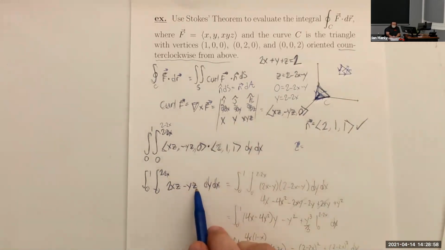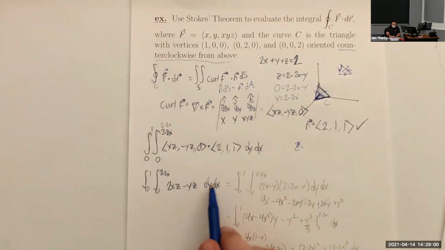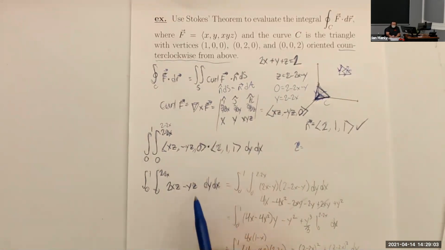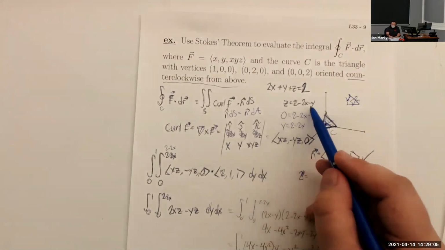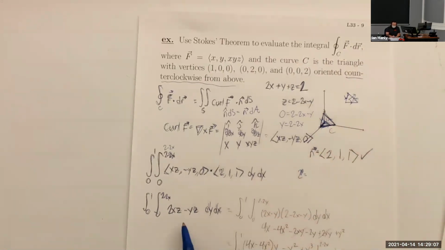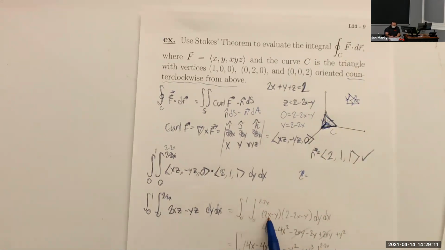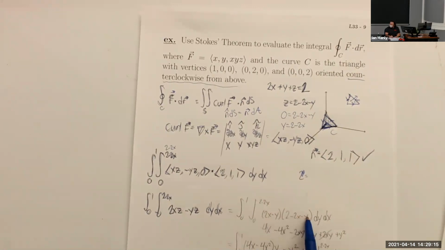Now we can't have z in here. We can't have 3 variables if we're only integrating with respect to 2. But thankfully, we know that z is 2 minus 2x minus y. So I'm going to factor out a z from this. So that's 2x minus y. And then I'm going to substitute z in here. So that's 2 minus 2x minus y right here.